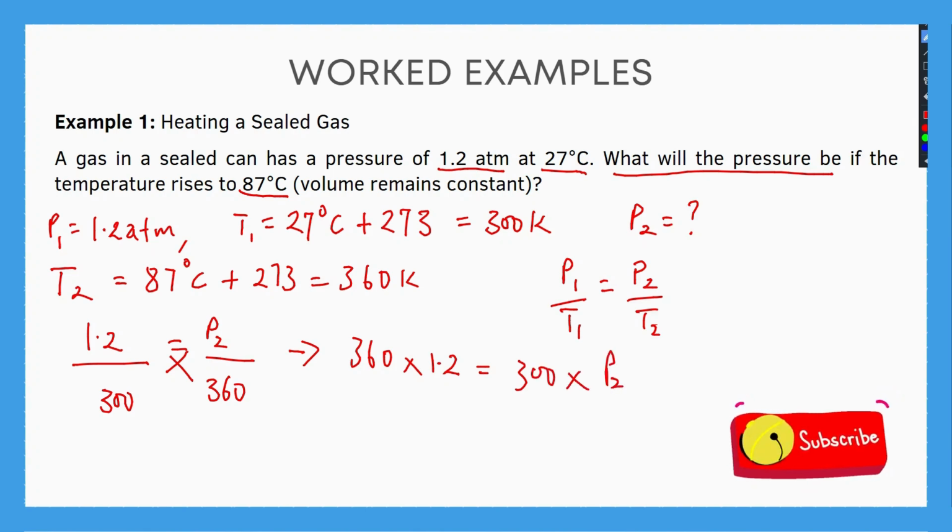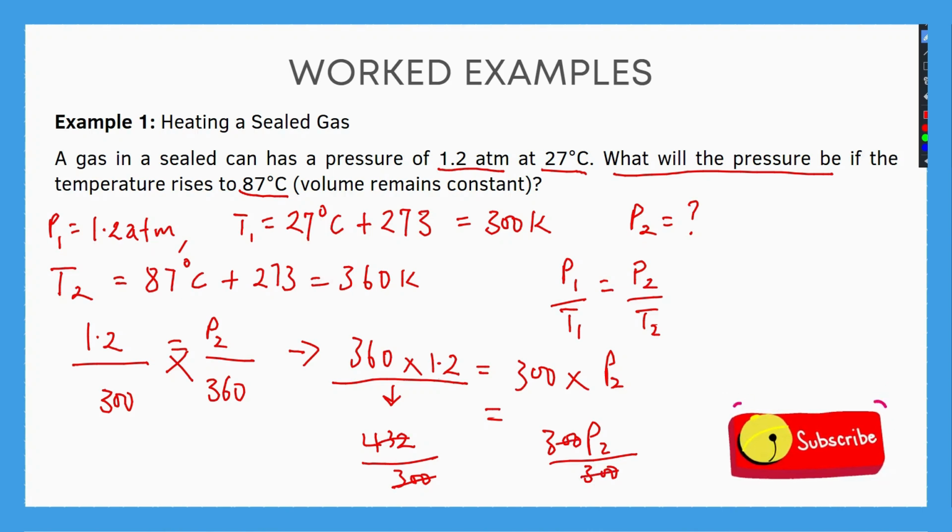multiplied by P2. So now that we've done that, 360 multiplied by 1.2 gives us 432. So this becomes 432 and this becomes 300 P2. So to find P2, we simply divide both sides by 300. 300 cancels 300. So therefore, P2 will now be equal to 432 divided by 300. That gives us 1.44 atmospheres or 1.44 atm.